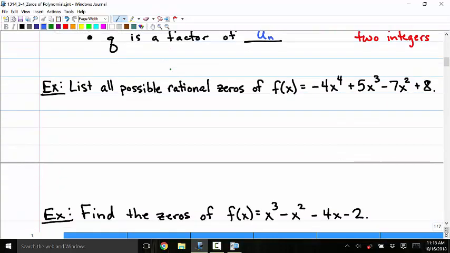List all possible rational zeros of the polynomial negative 4x to the fourth plus 5x cubed minus 7x squared plus 8. Do you agree that that's a polynomial of degree 4? What is the constant term? The constant term is 8. What is the leading coefficient? Negative 4.